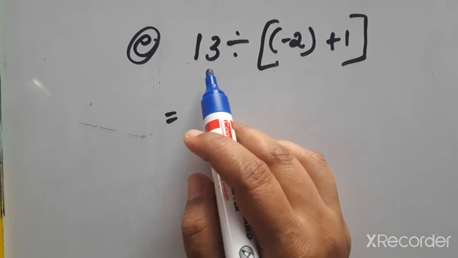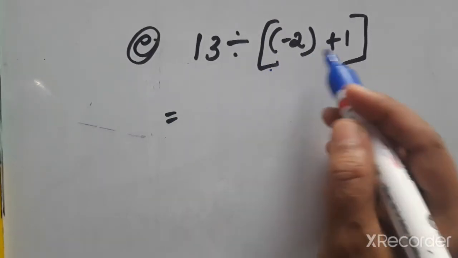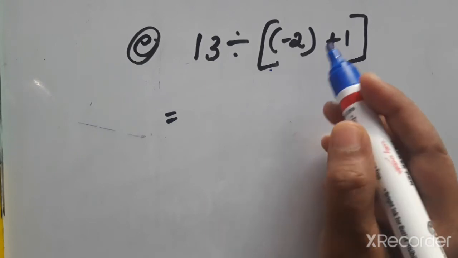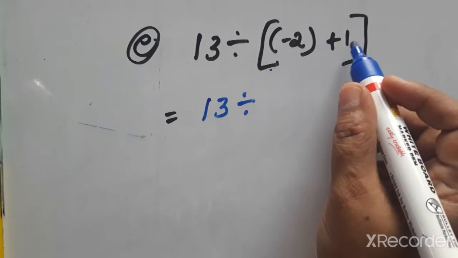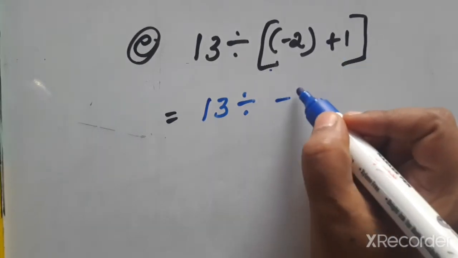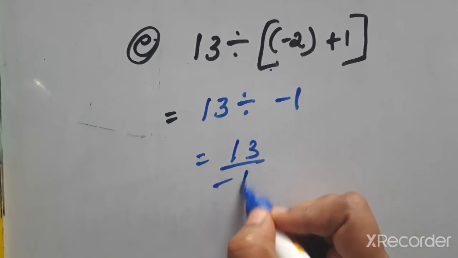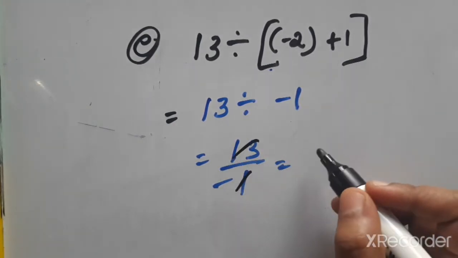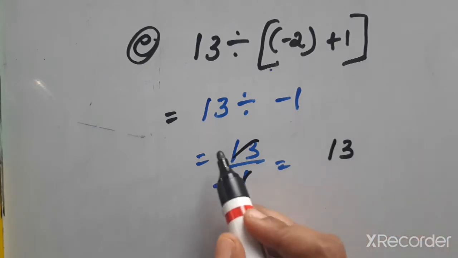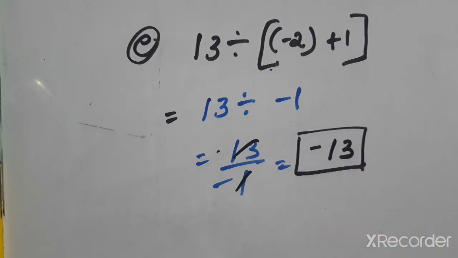Now we have to evaluate 13 divided by minus 2 plus 1. Write 13 as it is and simplify this. Simplifying means removing the bracket. So minus 2 plus 1 is how much? Minus 1. So the answer is 13 divided by minus 1, which means 1 13s are 13. So the answer is 13. Plus into minus is minus. The answer is minus 13.